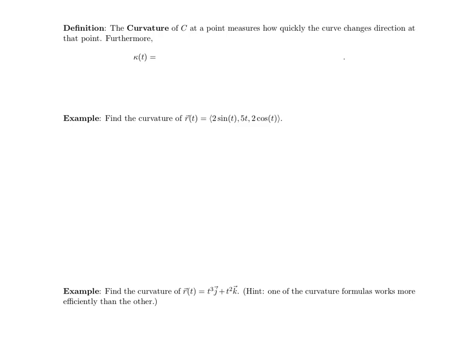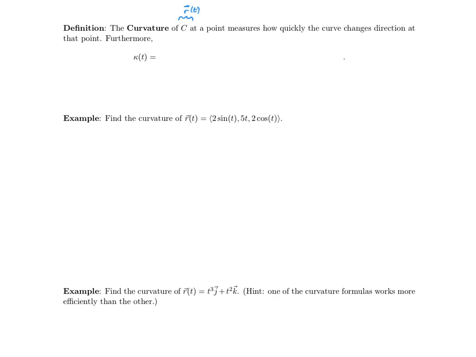So the curvature of C at a point measures how quickly the curve changes direction. And remember, when we're thinking of this curve C, we're thinking of a vector valued function, r of t. And we will present two formulas for the curvature, and depending upon the context or scenario, you would choose whatever is most appropriate or efficient.